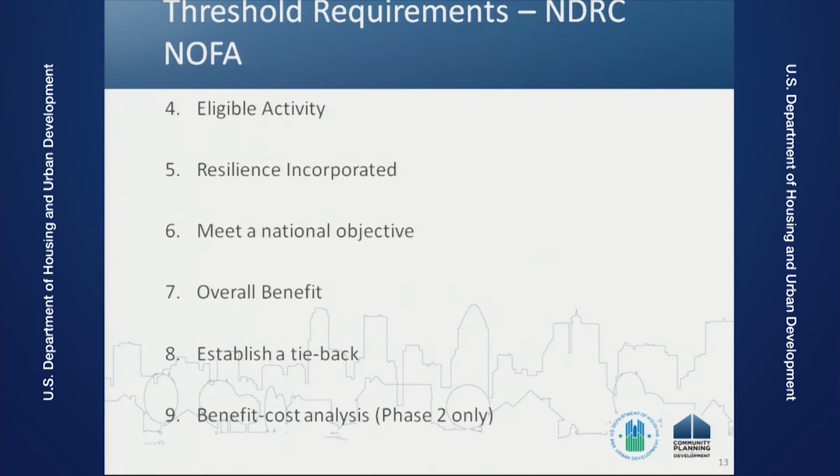The national objectives generally are activities benefiting low and moderate income persons, activities which aid in the prevention or elimination of slums or blight, and activities designed to meet community development needs having a particular urgency. These are also covered in Appendix A, so we encourage applicants to refer to Appendix A of the NDRC NOFA.